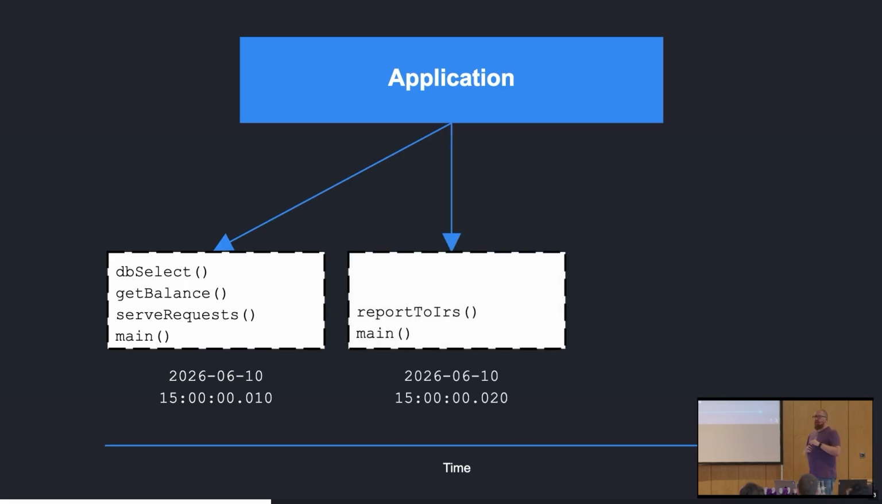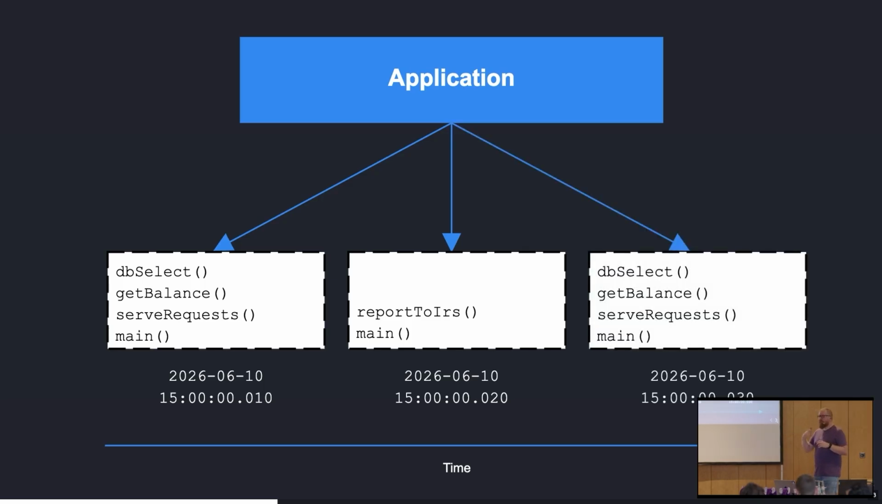Then you do this 100 times a second, so every 10 milliseconds. Just 10 milliseconds later, we check again what PHP is currently doing, and the stack trace looks different. We see a main function that called into report to IRS. If you do this over time, sooner or later you're going to see the exact same stack trace, or one of the stack traces you already saw.